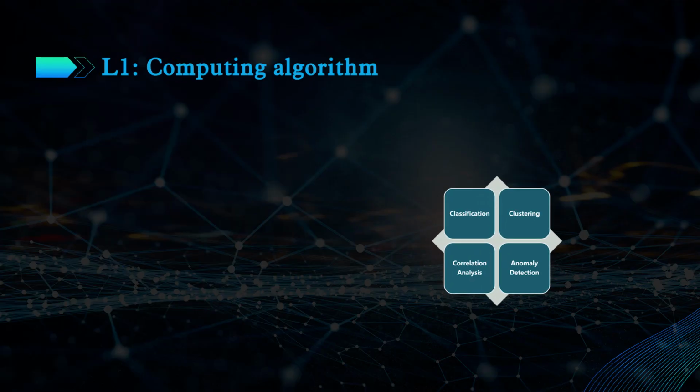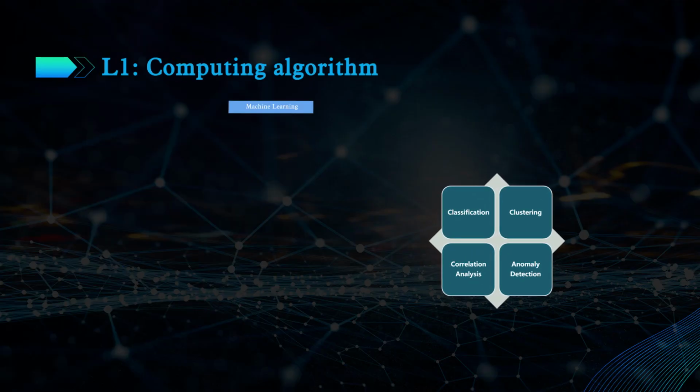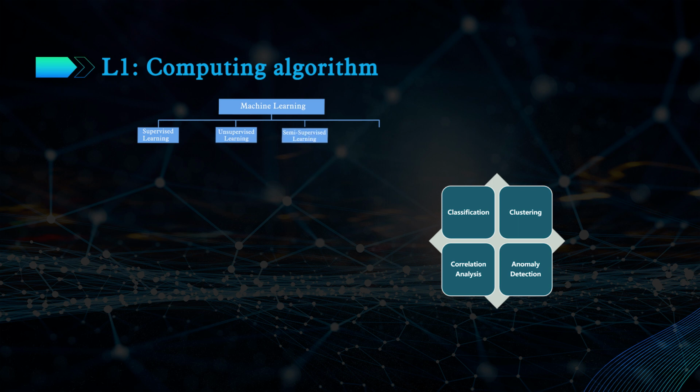Generally, big data processing algorithms basically include data mining algorithms and machine learning algorithms. Data mining algorithms can be categorized into four groups: classification, clustering, correlation analysis, and anomaly detection. Machine learning algorithms include supervised learning, unsupervised learning, semi-supervised learning, and reinforcement learning.